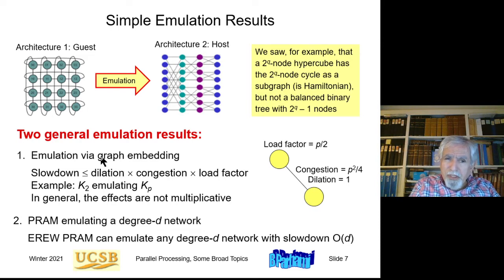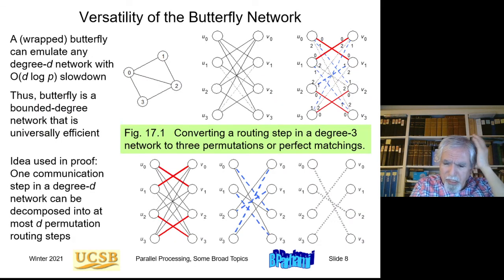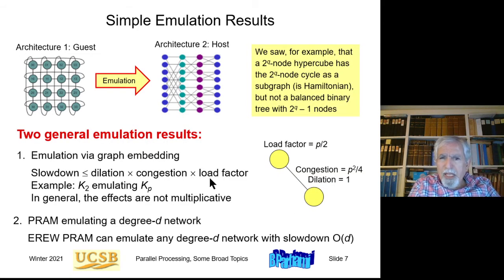So the first general emulation result says that the slowdown in emulation of this architecture by this architecture is upper bounded by the product of dilation, congestion, and load factor. This is obvious. Load factor, of course, because each node does more work, leads to slowdown. Congestion leads to slowdown, because if 3 messages have to go over a link, conceivably it takes 3 times as much time. And dilation also leads to slowdown. Of course, this is a worst case scenario. By proper use of the links and nodes, we can avoid this much. So this is a pessimistic upper bound, but it can be reached in some cases.